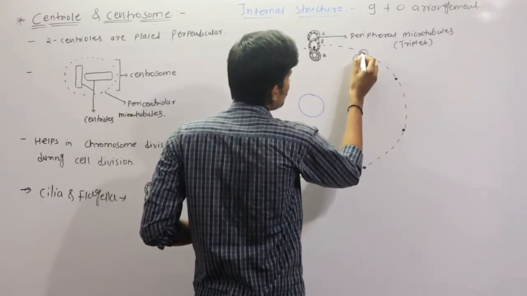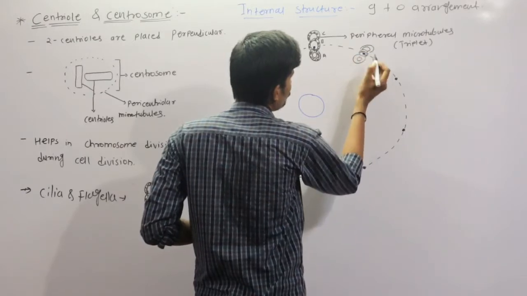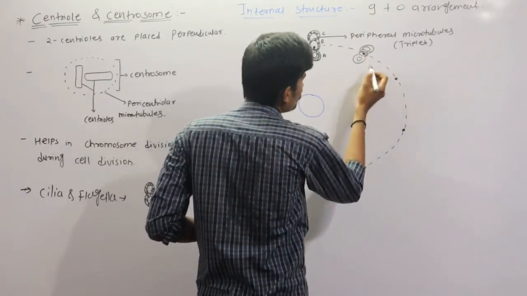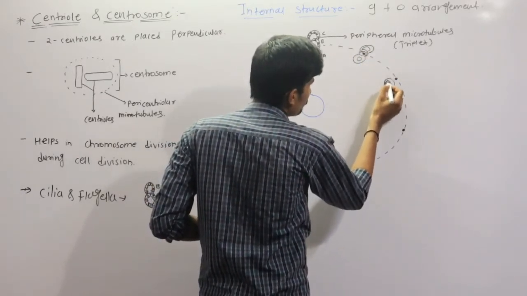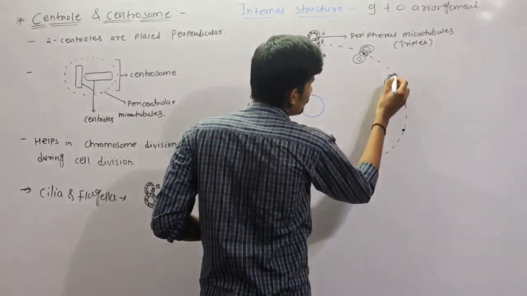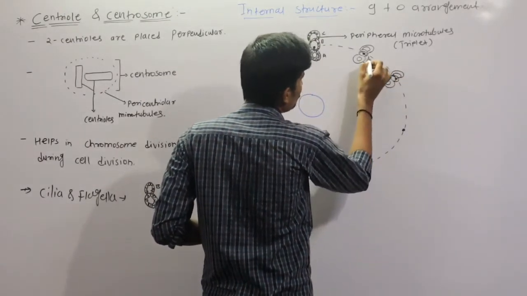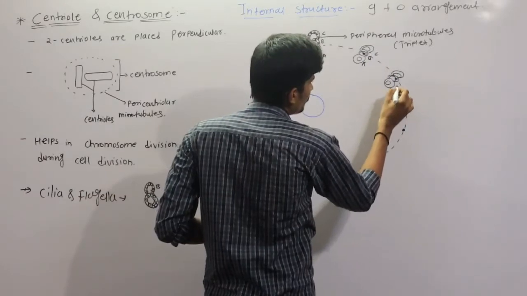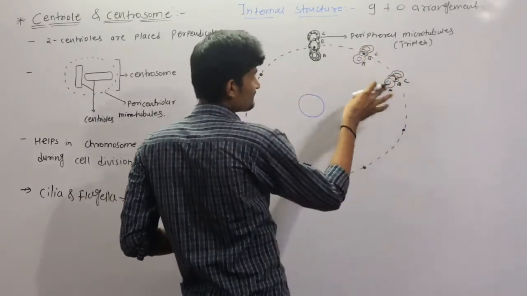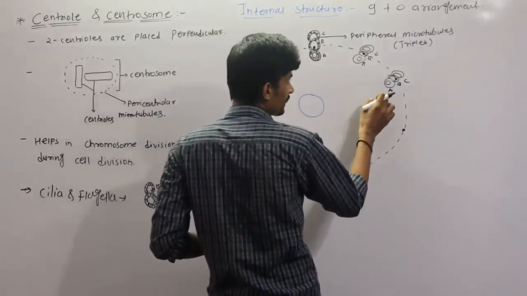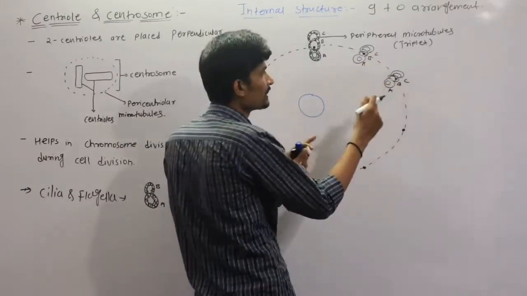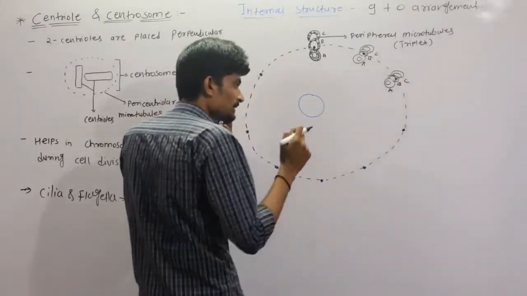I am now drawing all 9 of them. The naming is the same: A, B and C, all made up of 13 protofilaments in A, 10 protofilaments in B, and 10 protofilaments in C.